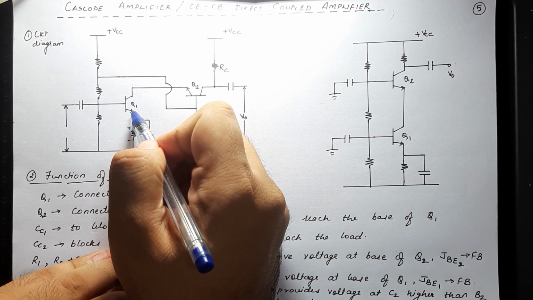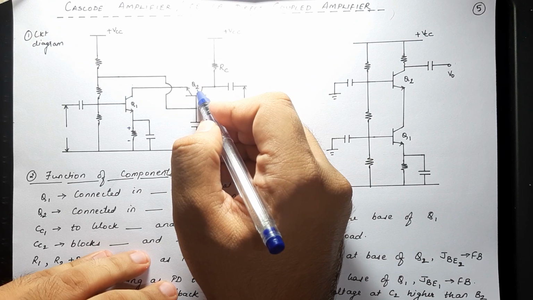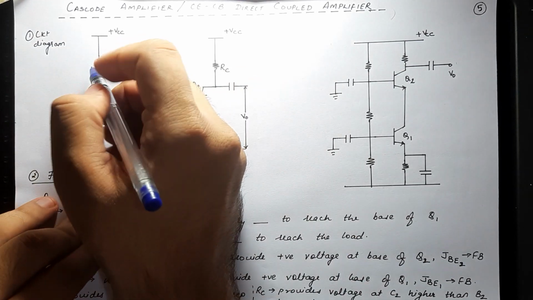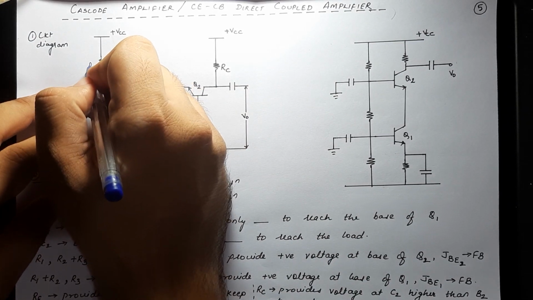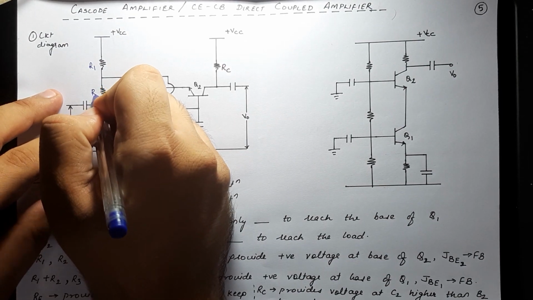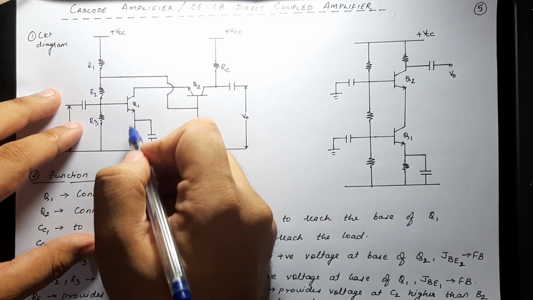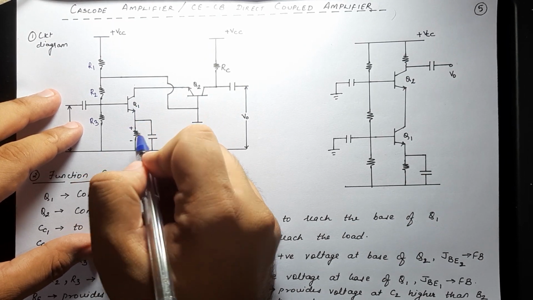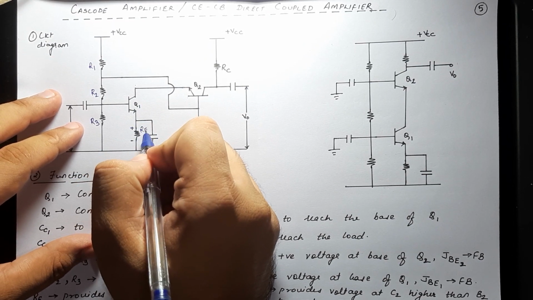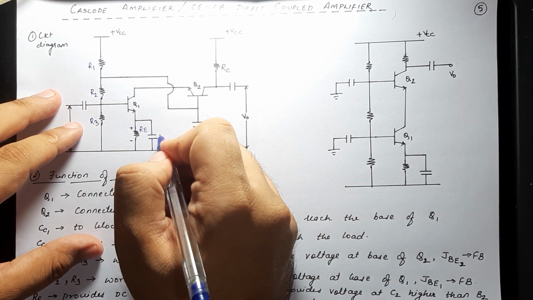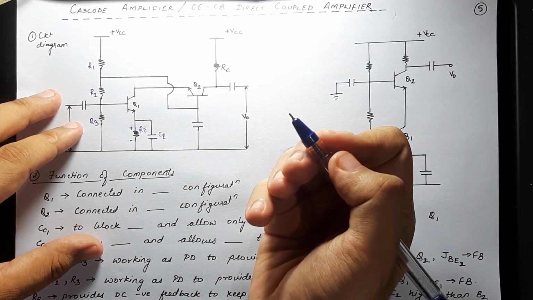Now this is the first transistor named Q1. This is the second transistor named Q2. Now let us name these resistances first. This resistance is named R1. Here it is named R2. Here it is named R3. Now the emitter resistance is given by RE, and the bypass capacitor, of course, is given by CE.